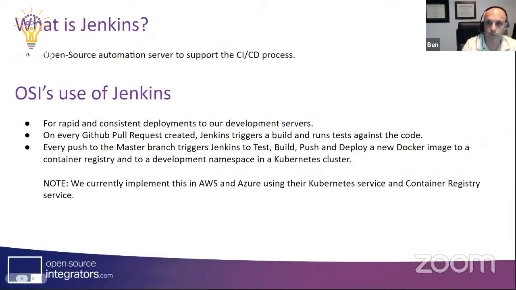Jenkins is our open source automation server that we use to support the CI/CD process. There obviously are many different CI/CD tools. We come across them all the time. Jenkins is our preferred option for that. And how do we use Jenkins?